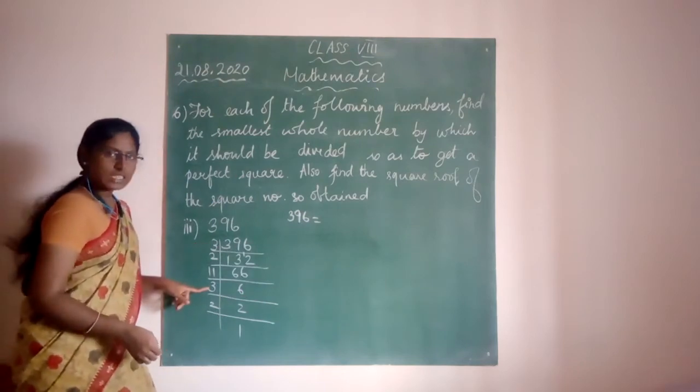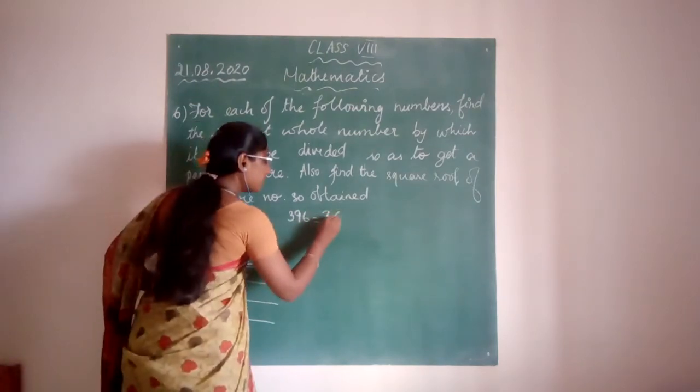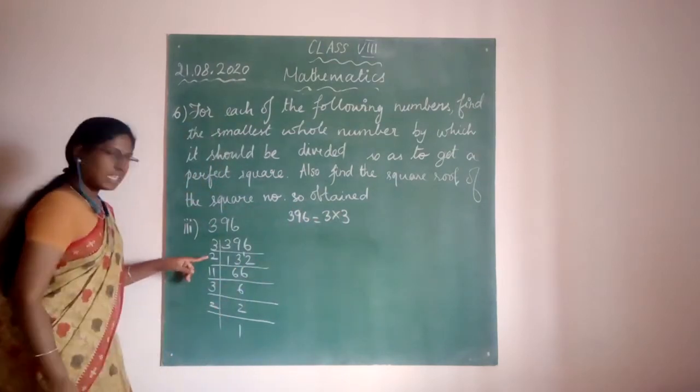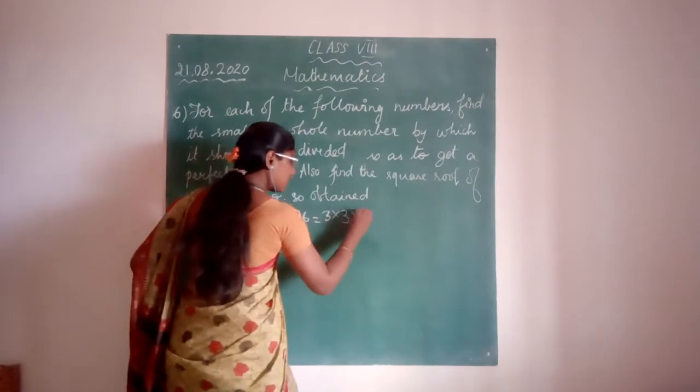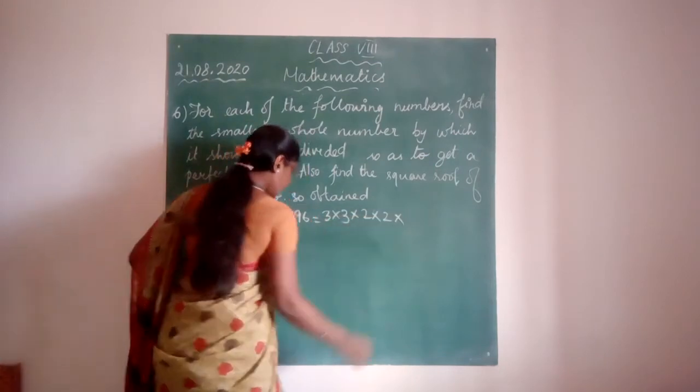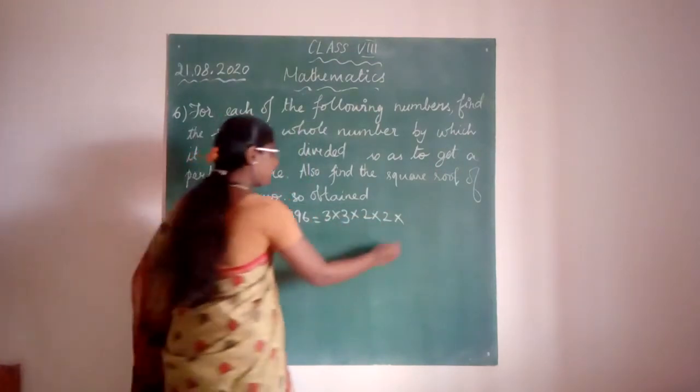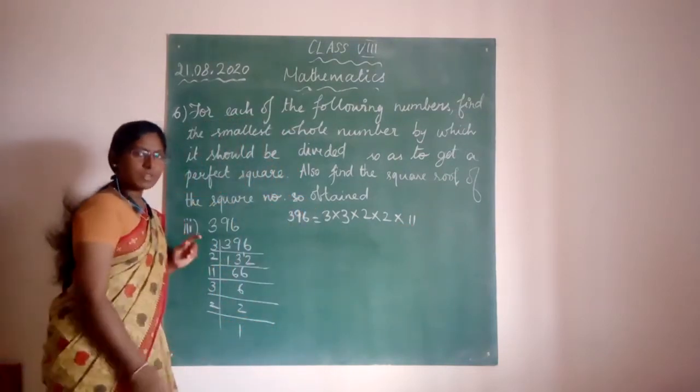do you have 3? Yes, 2 3s you have, so you can write them together. Then the next number is 2. Do you have two 2s here? Yes, 2 and 2, so you can write them together. Then you have which number? 11. But the 11 is left out without a pair.